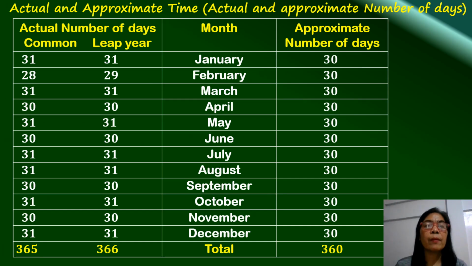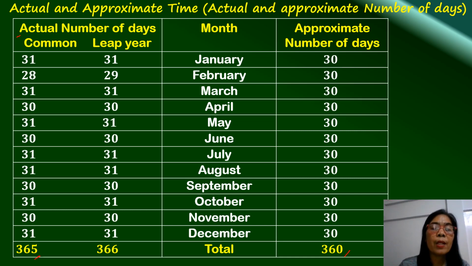So here is the table for the actual and approximate number of days in every month and in 1 year. So for the 12 months in a year, January, February, March, April, May, June, July, August, September, October, November, December, we have 12 months. The approximate number of days is that we assume that each month has 30 days, giving us a total of 360 approximate number of days in 1 year. While for the actual number of days, for the common year, we have a total of 365 days.